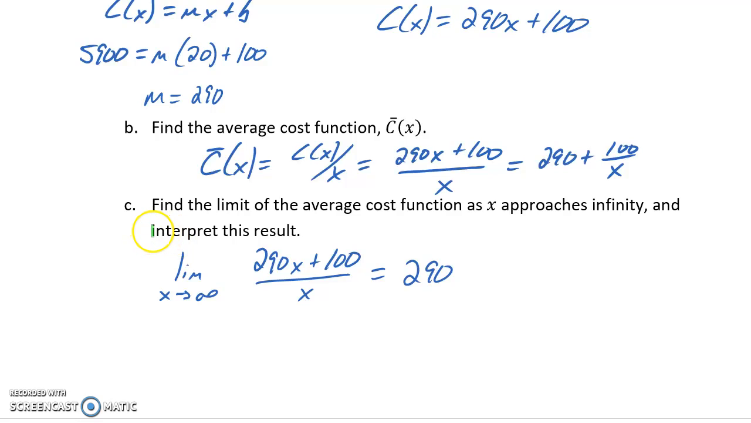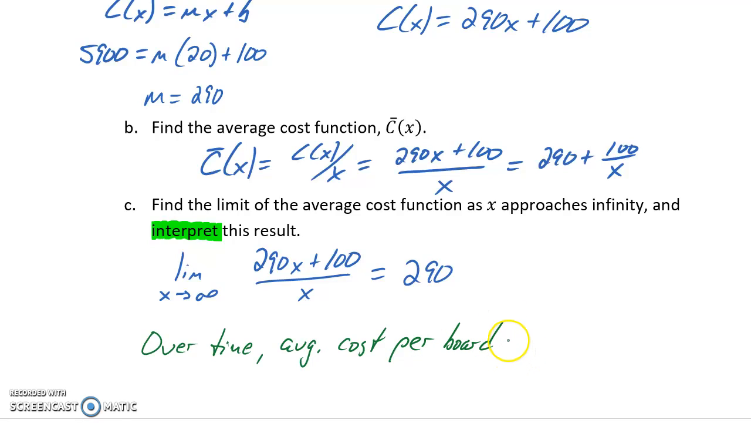So since we're talking about applications, we care about interpretation. So we want to add some interpretation and talk about what this result tells us. So this tells us that over time, or as production increases, our average cost per board will be approaching $290. So as our production level continues to increase, we have this anticipated average cost per unit that we'll be approaching.